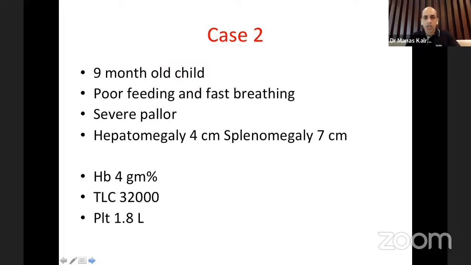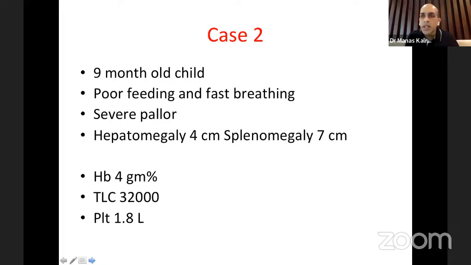This 9-month-old child has got poor feeding and fast breathing. Okay, the child has severe pallor, there is hepatomegaly, and there is splenomegaly. So when you see a young child with severe anemia and hepatosplenomegaly, the first thing that should come to your mind is thalassemia. It is very, very important.